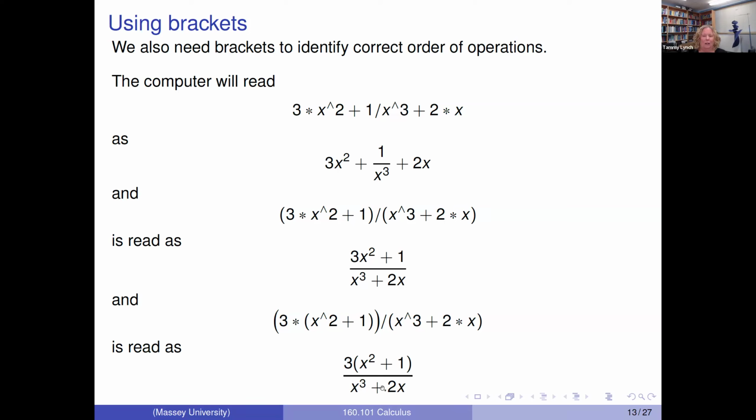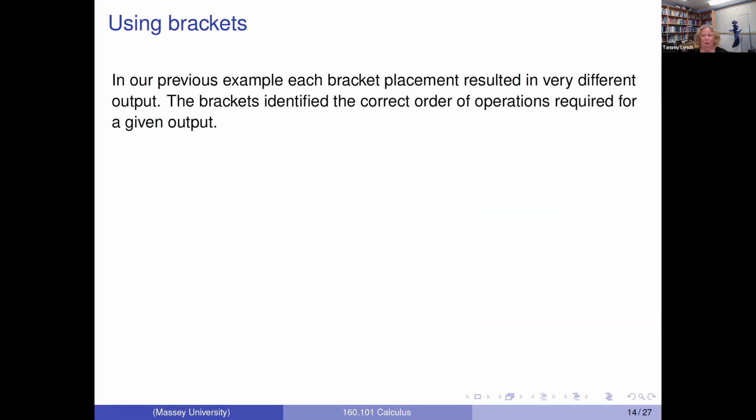So each set of brackets is giving a very different meaning, or a very different mathematical expression. And it's very important that we get those brackets right when we're entering them into our quizzes. Okay, so we've now seen that a different bracket placement results in very different output, and that brackets help us identify the correct order of operations.